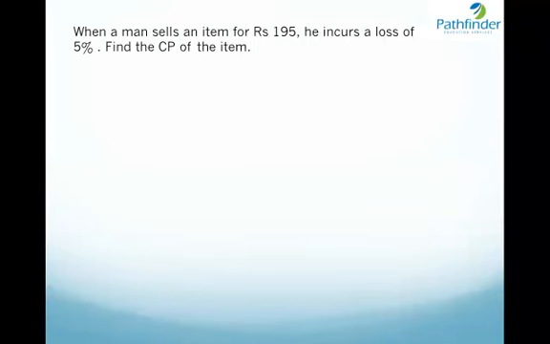Let us look at another similar question. When a man sells an item for rupees 195, he incurs a loss of 5%. Find the cost price of the item. Here we have a loss of 5%. So when there is a loss of 5%, the relationship between the cost price and the selling price is that the selling price is equal to 95% of CP.